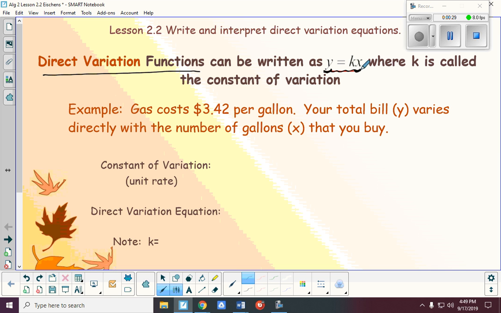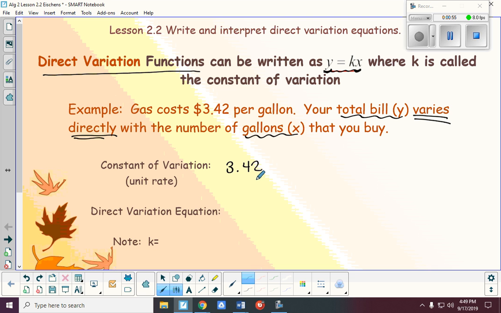Gas costs $3.42 per gallon. Your total bill, which we're going to call y, varies directly. Those are the words we look for in direct variation. It varies directly with the number of gallons that you buy, and we will call the number of gallons x. So the constant of variation, which is the unit rate, would be $3.42. So it's $3.42 per gallon.